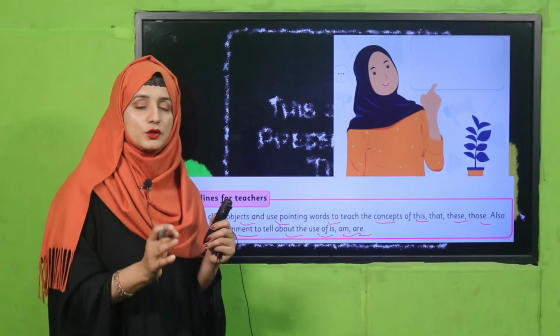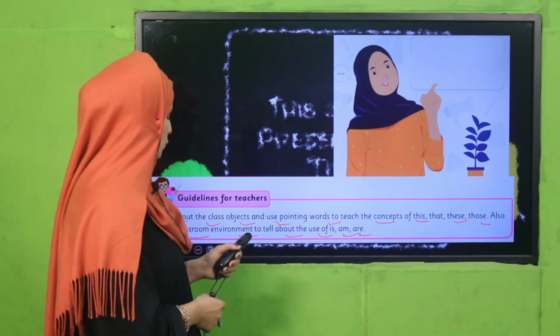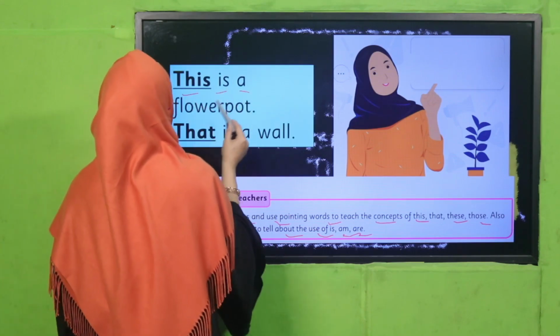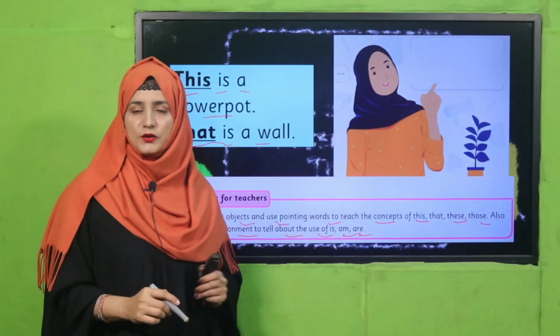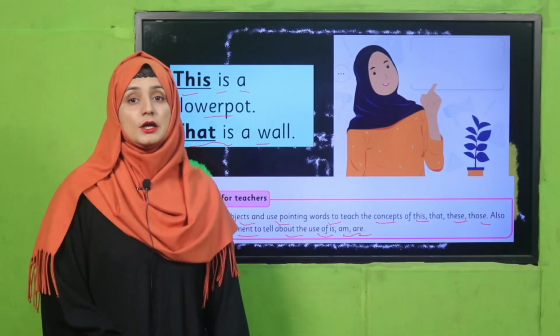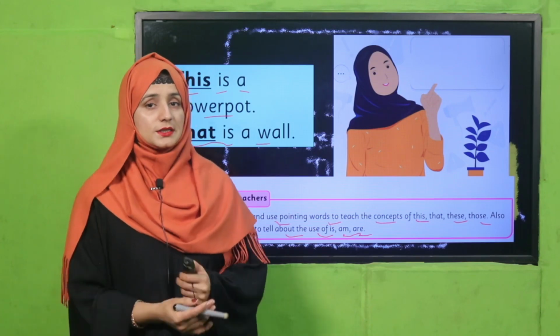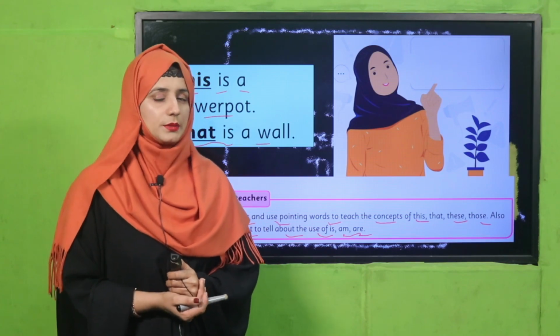With singular we have to use is, and if the things are plural, we have to use are. Suppose there is an example: this is a flower pot, that is a wall. So yes, my dear teacher, in this way you have to perform this activity. You have to point to different things around the class and then discuss it with your students. So pause the video, perform this activity in your class and then come back.